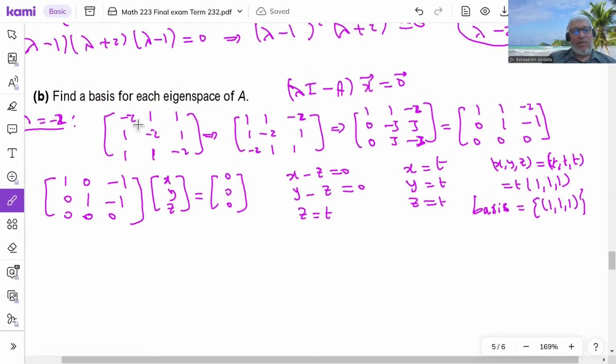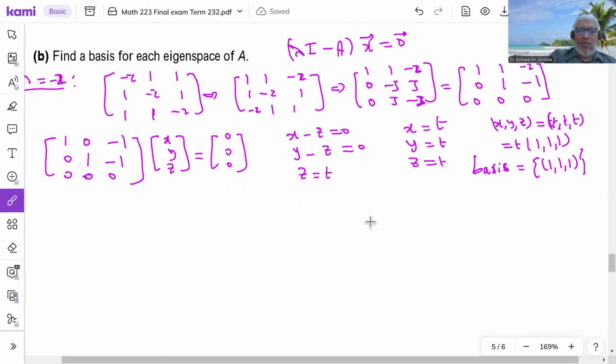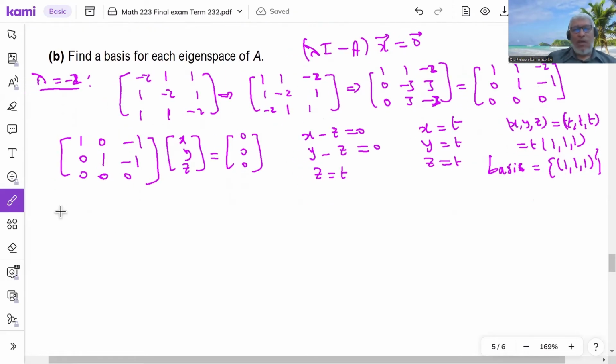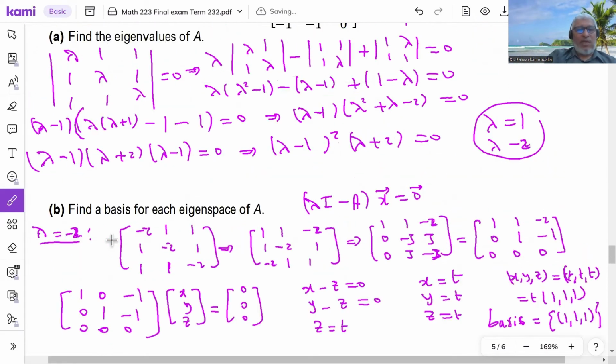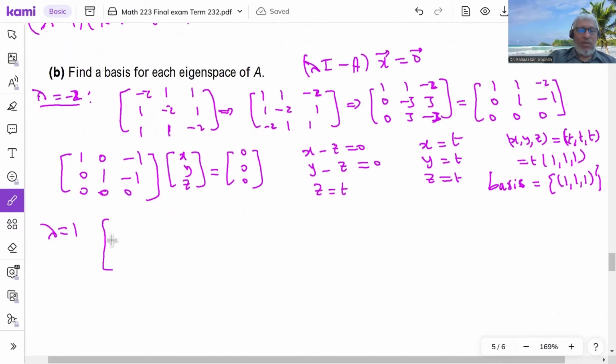So the basis here consists of this vector, which is 1, 1, 1. He said find the basis, so this is the basis. If he asks about the dimension, it is 1. Now what about lambda equals 1? In this case, I'll have 1 instead of lambda. So I'll have 1, 1, 1 everywhere.